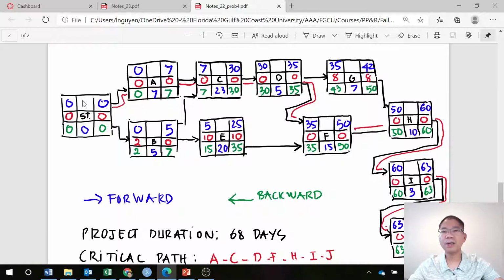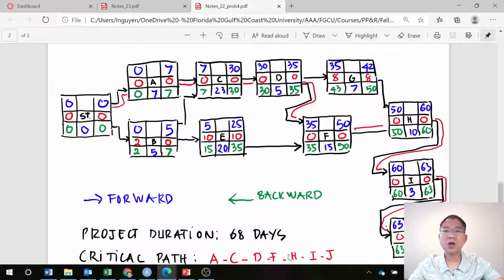You see the blue one. Activity A starts at 0 and finishes at day 7. B starts at 0, finishes at 5. For late start, A is still the same because A is on the critical path, as we can see here. Then for those activities on the critical path, A, C, D, F, H, I, J, they still have the same early start and late start schedule because you cannot maneuver. If you delay an activity on the critical path, the project will be delayed.